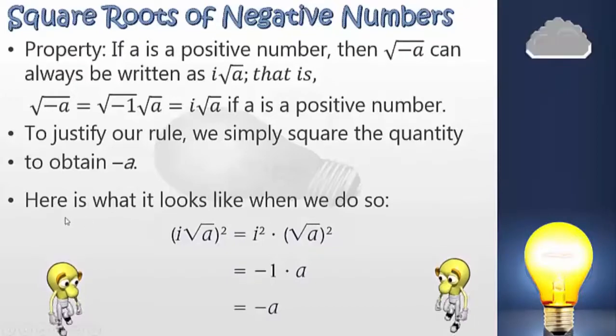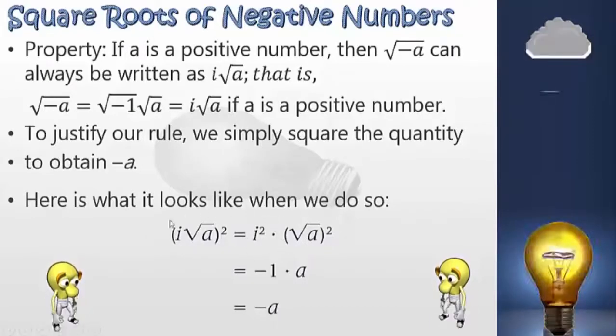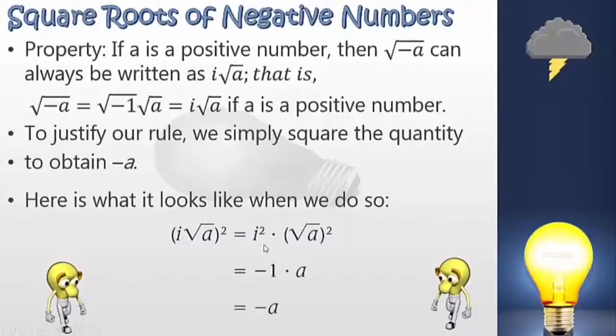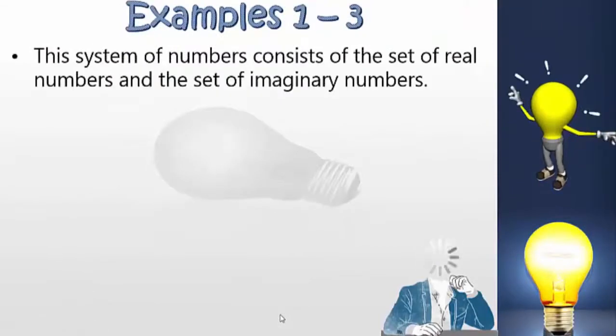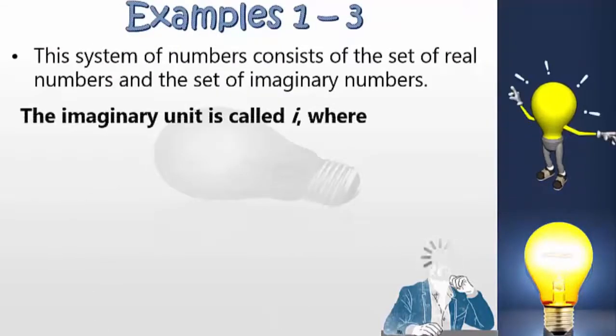So for example, here is what it looks like when we do that. So we have i squared. Remember we said i squared was equal to negative 1. So we're going to square this whole quantity, and we said i squared is equal to negative 1. And here is our other part. Now remember when we said the square root of a squared will be a itself, and then ultimately we get negative a. So this system of numbers consists of real numbers and the set of imaginary numbers.